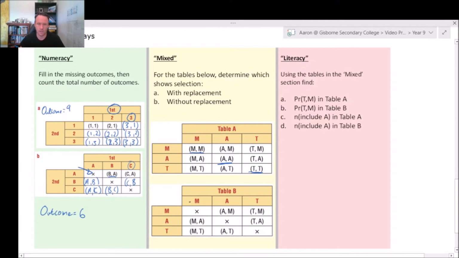On the other hand, in our table B, we're showing that once we draw out M, we're not going to be able to draw out another M, so that is not a possible selection. We can, however, draw out an A and a T because they still remain in the bag. So it tells us that this one here is with replacement, and this one here is without replacement. Can't draw without replacement. Let's rub that out.